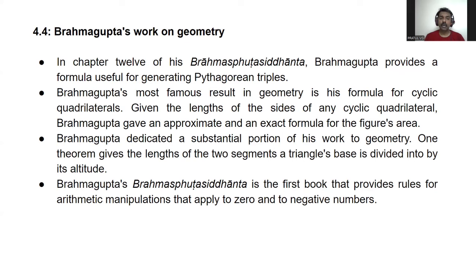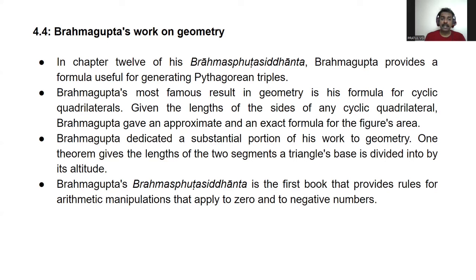Brahmagupta also worked on various geometry problems. For example, in chapter 12 of his Brahma Sphuta Siddhanta, Brahmagupta provides a formula which is useful for generating Pythagorean triplets. Brahmagupta's most famous result in geometry is his formula for cyclic quadrilaterals. Given the lengths of the sides of any cyclic quadrilateral, Brahmagupta gave an approximate and an exact formula to find the figure's area.